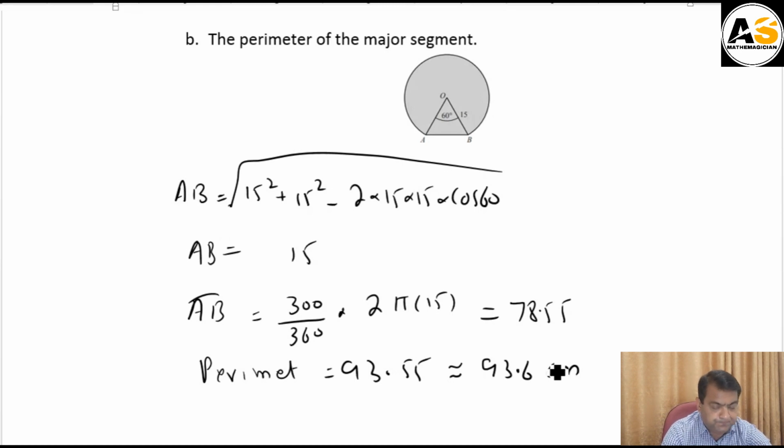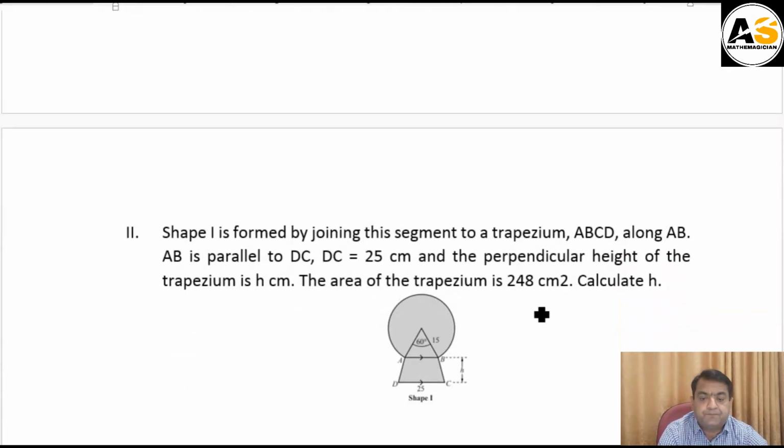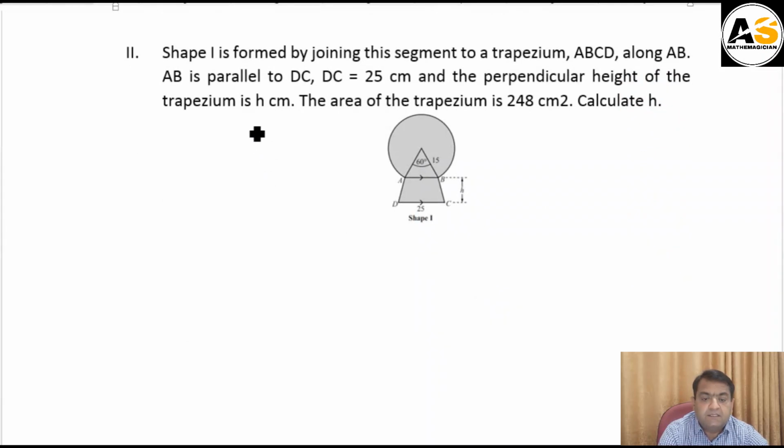In next part, in third part, shape 1 is formed by joining this segment to a trapezium ABCD along AB. AB is parallel to DC. DC is 25. AB we calculated, AB is basically 15. The area of this trapezium is 248 centimeter square. We have to find h, the distance between these two parallel sides.